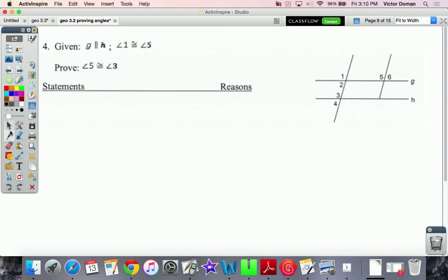Alright, as with all proofs, we need to introduce our givens and what we're trying to prove. So we're going to start off by telling that G is parallel to H and that angle 1 is congruent to angle 5. Why do we know that? We know that because it's part of the given.